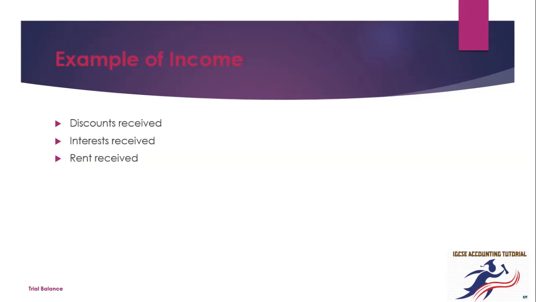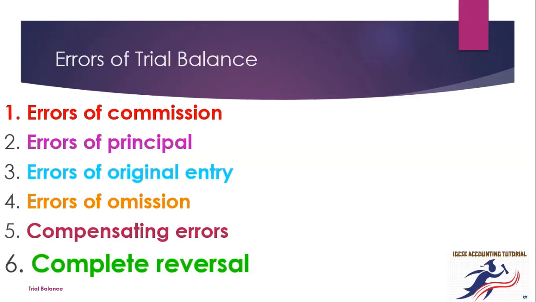Look at the examples of income. Income is also placed on the credit side of the trial balance, like discount received, interest received, rent received. Those incomes will go to the credit side of the trial balance.